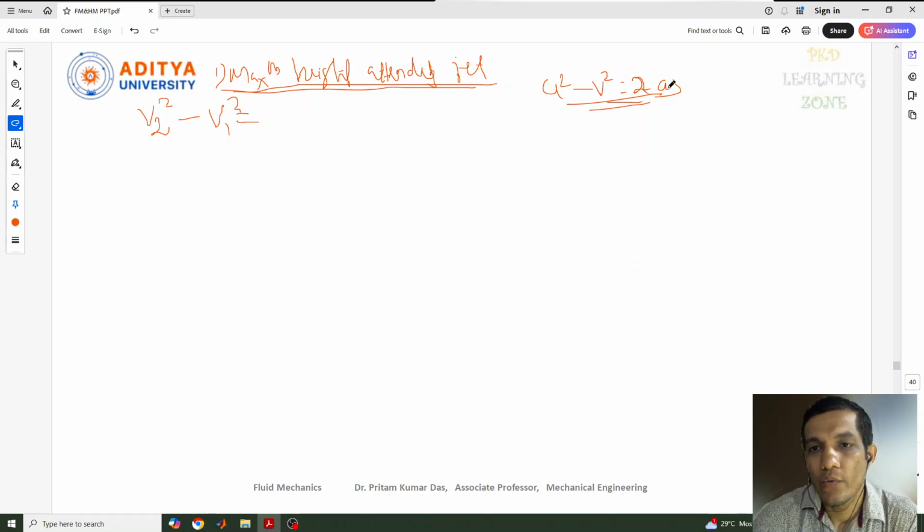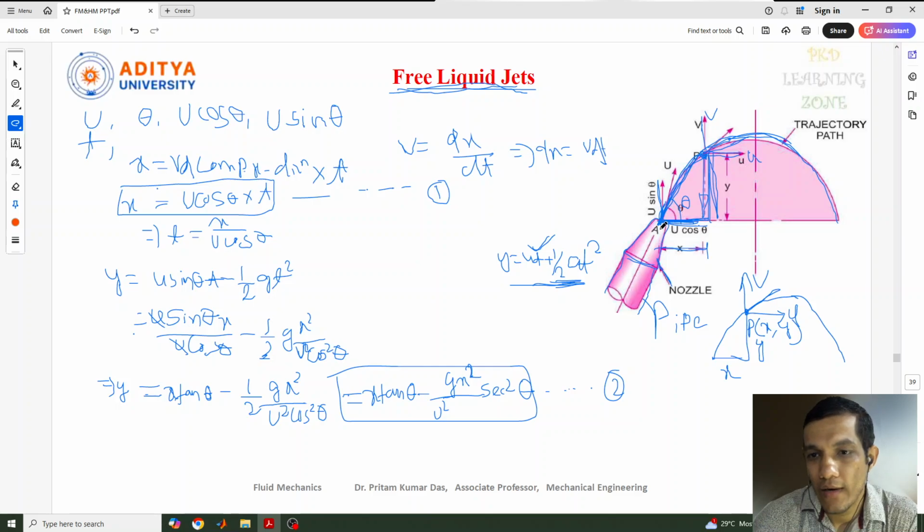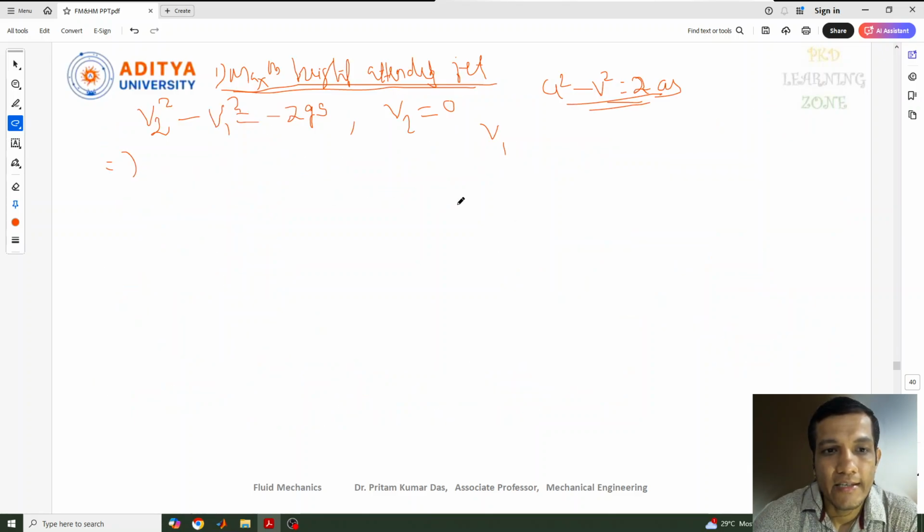2as is nothing but 2 times acceleration, and s is the distance. Now in place of acceleration, as the gravity impact is there, I need to consider the negative sign here. So that is nothing but minus 2gs. Here the velocity v2 will be 0. Velocity v2, so that is 0. And put this value in the equation. And what about the v1 value? Now v1 is what I'm talking about, that is u1 or u.